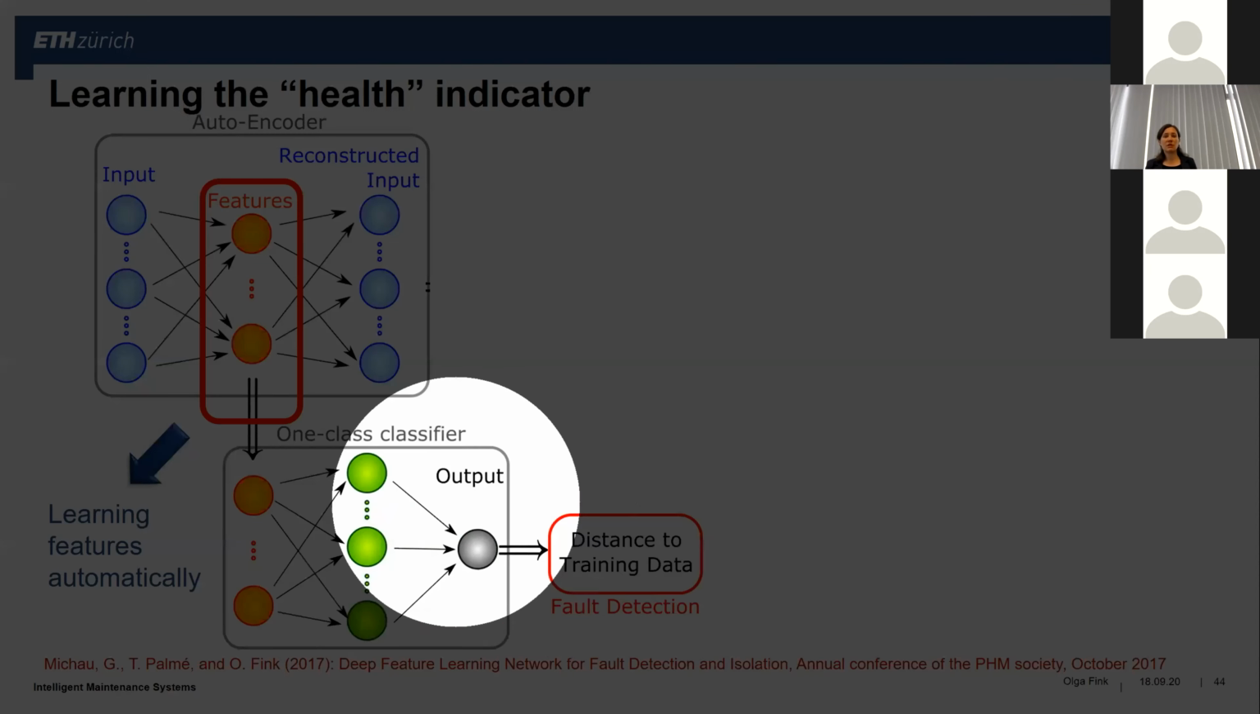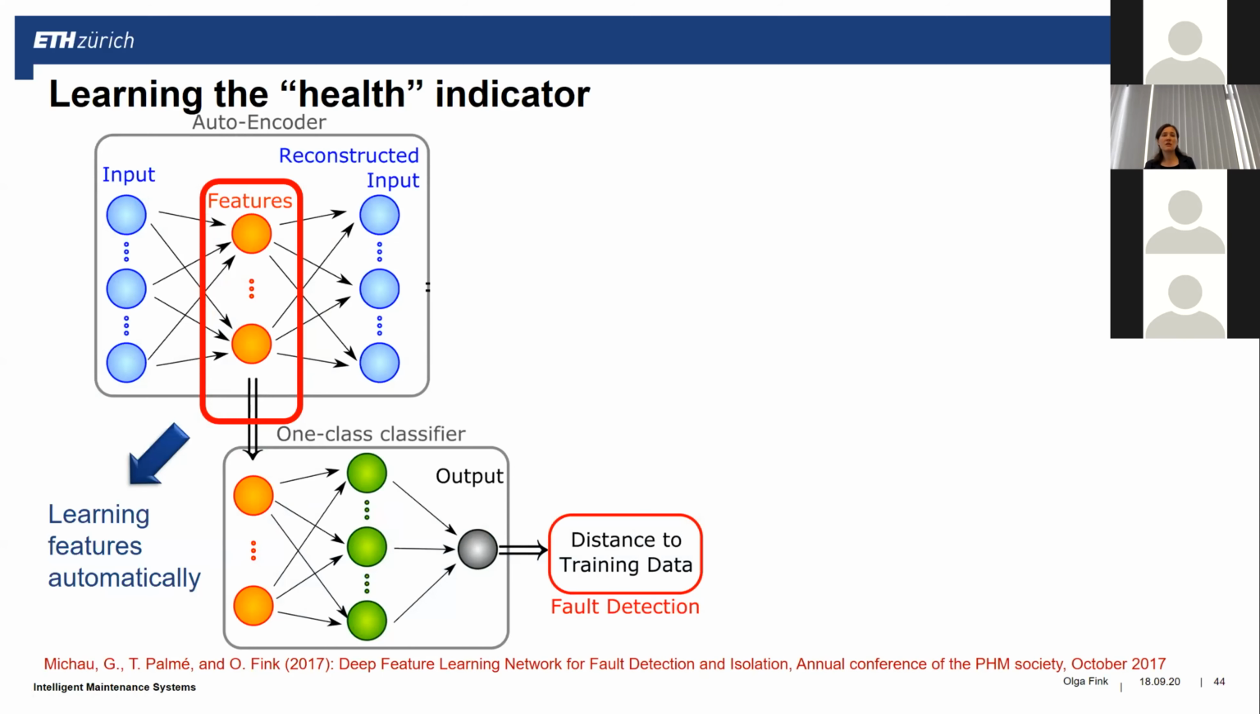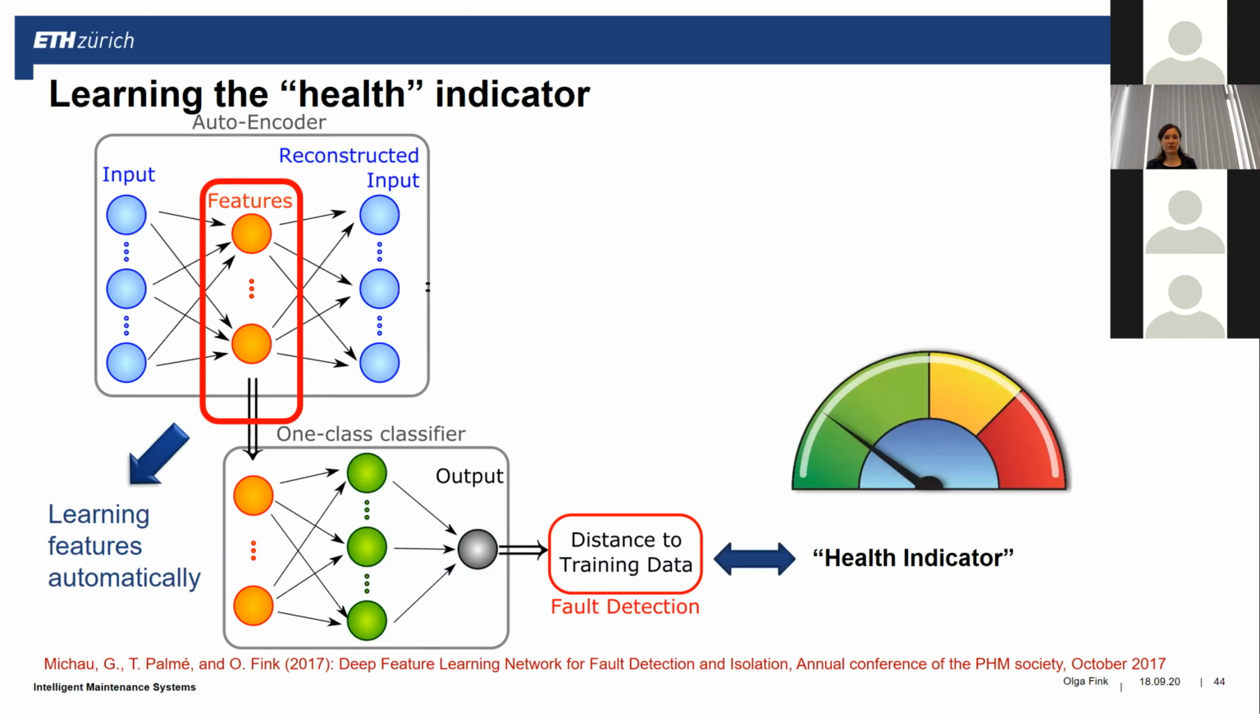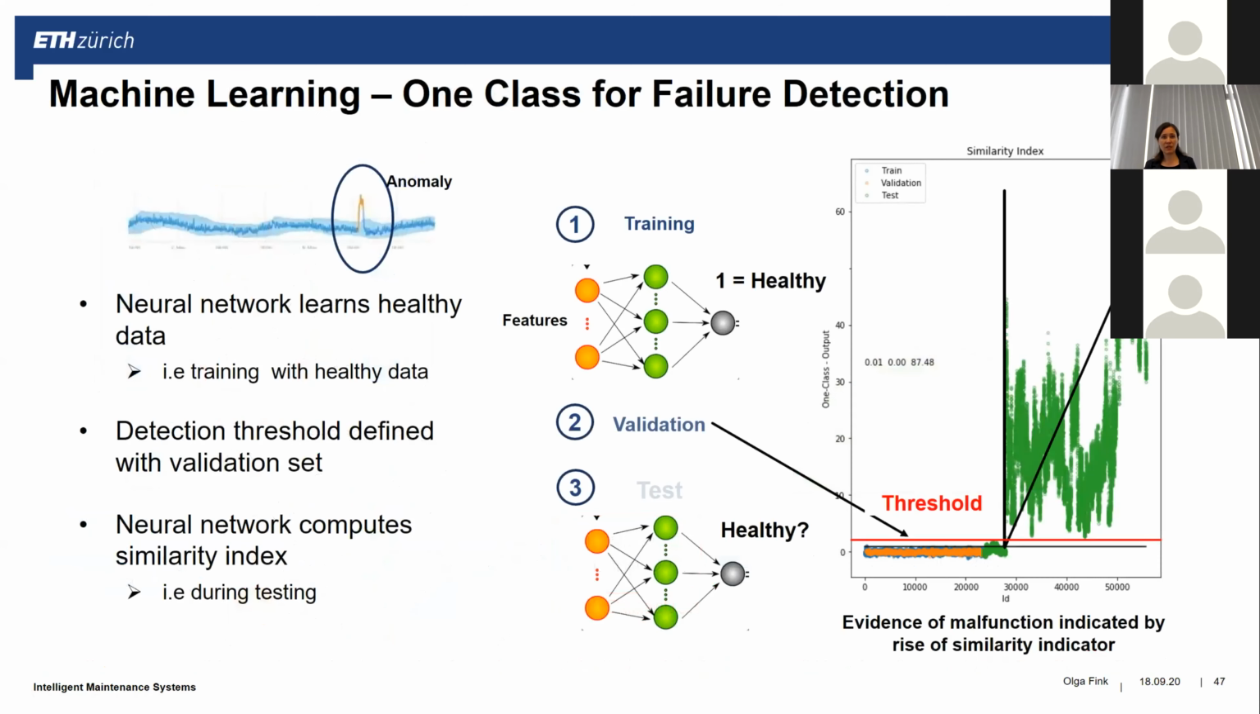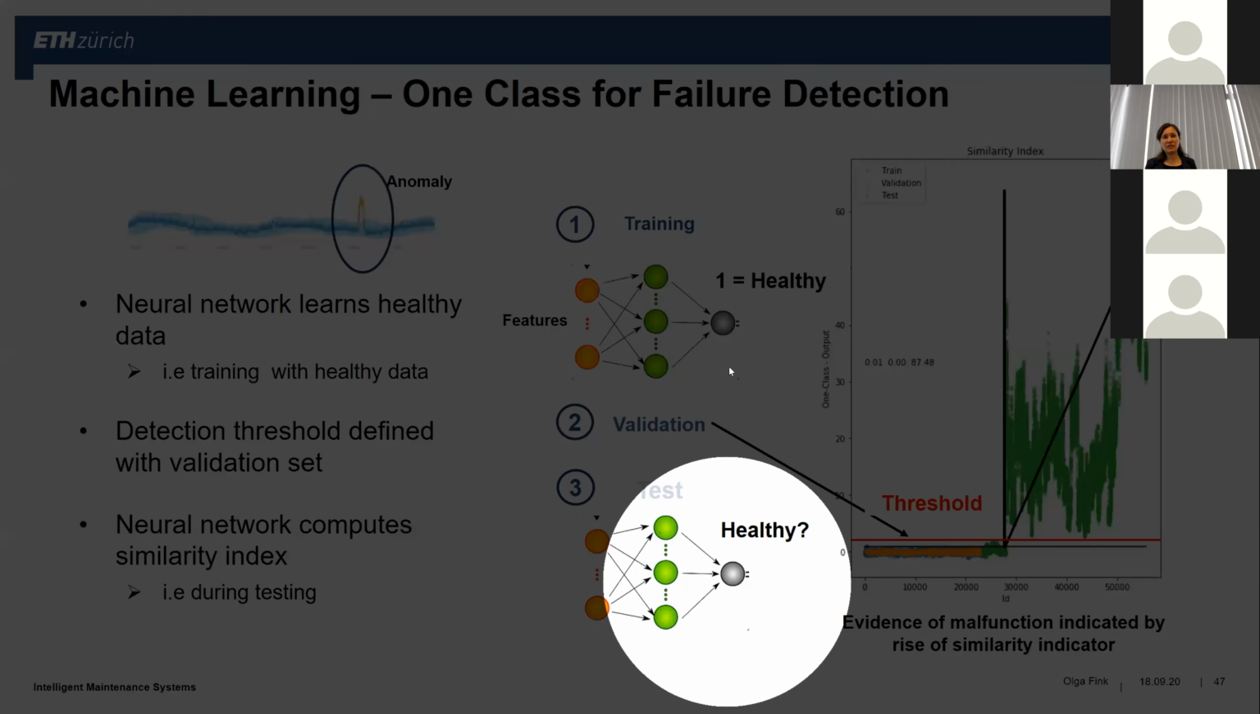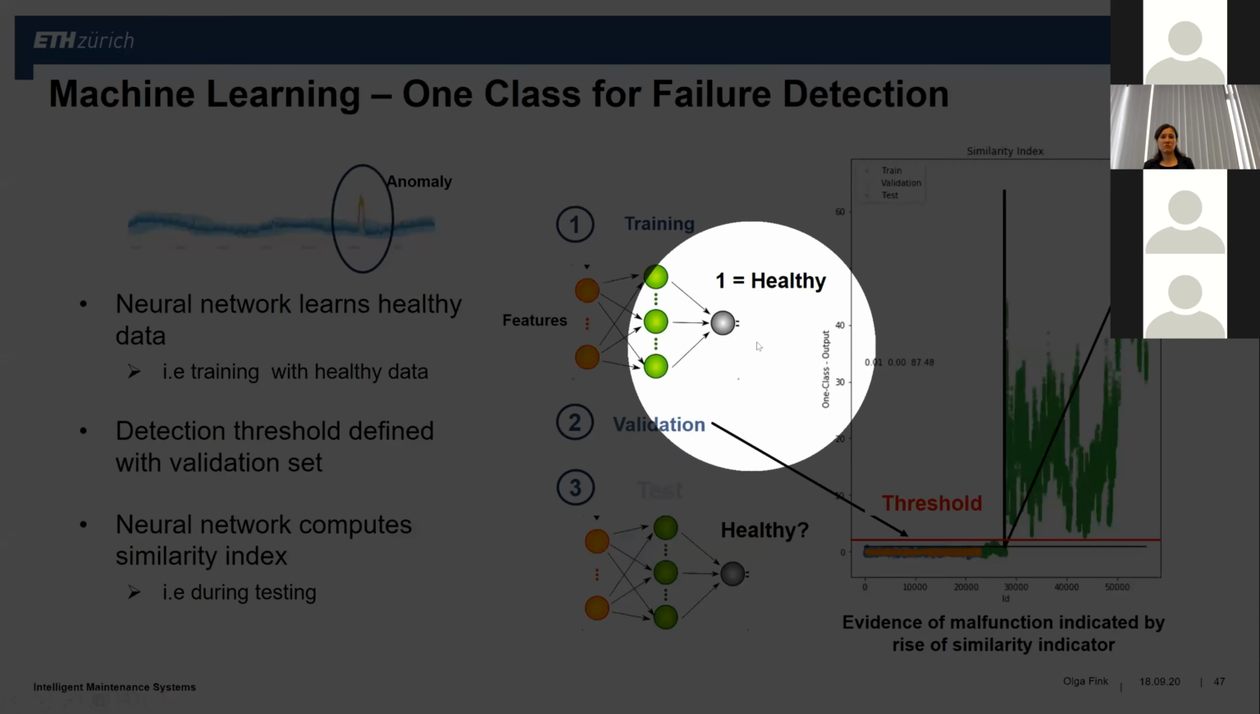So the idea that we do there is that during the training, we are mapping it to one, so that represents for us the healthy class. And then with a small validation data set, we are adjusting the threshold of our output so that we are really matching it to one. And then after the validation part, we are starting monitoring it.